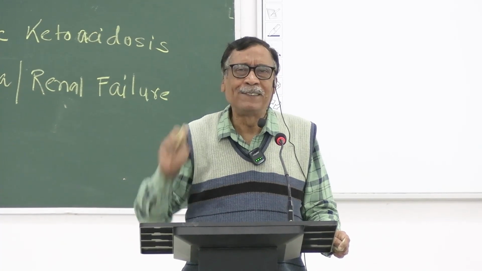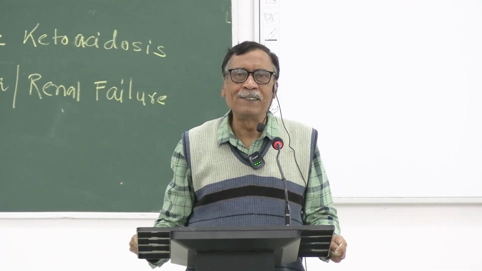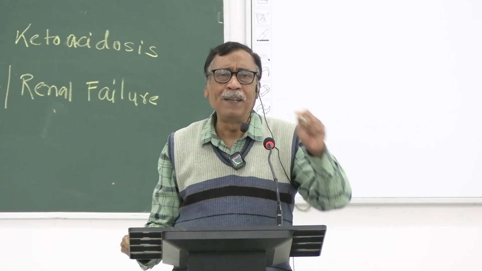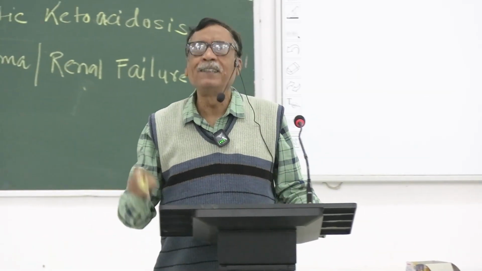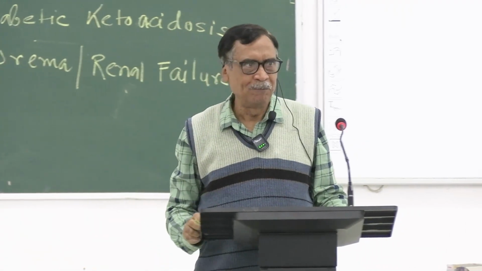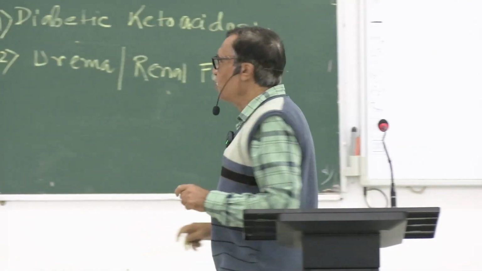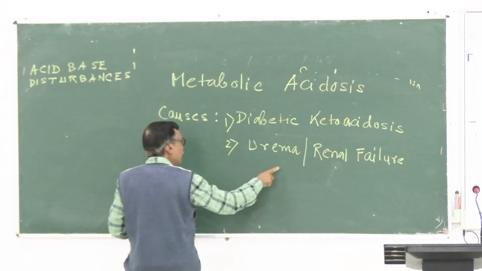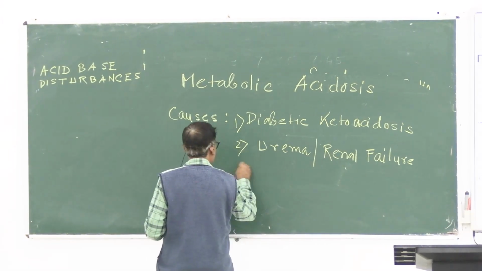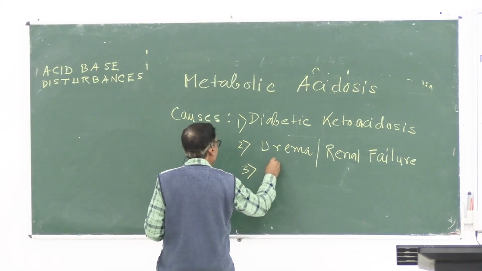If the kidney fails to counteract this acid load, or fails to excrete these acids, they will accumulate and the result will be acidosis. That is uremic acidosis, or renal failure. Another very important acidosis is lactic acidosis.